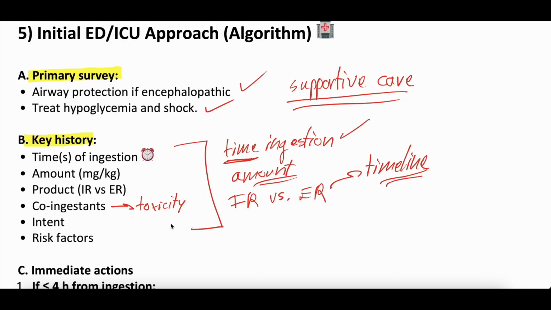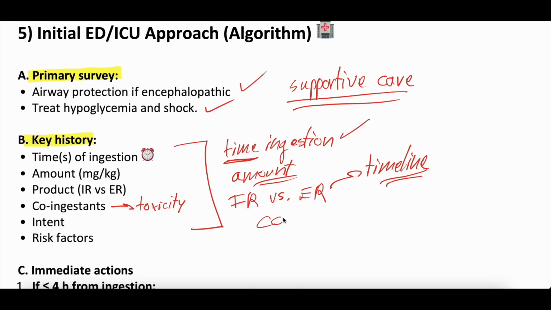It sometimes even changes your gastric emptying, right? If you co-ingest something that slows your gastric emptying, that might mean you're going to reabsorb things later on. So co-ingestion is important. Obviously, intent: was it intentional to commit suicide? Was it unintentional? And then risk factors. Do folks have risk factors for worsening liver injury, right? Maybe they're a drinker, maybe they already have liver disease, those types of things.